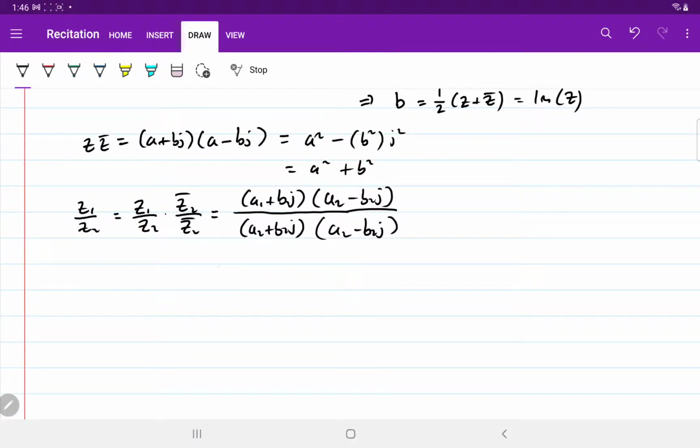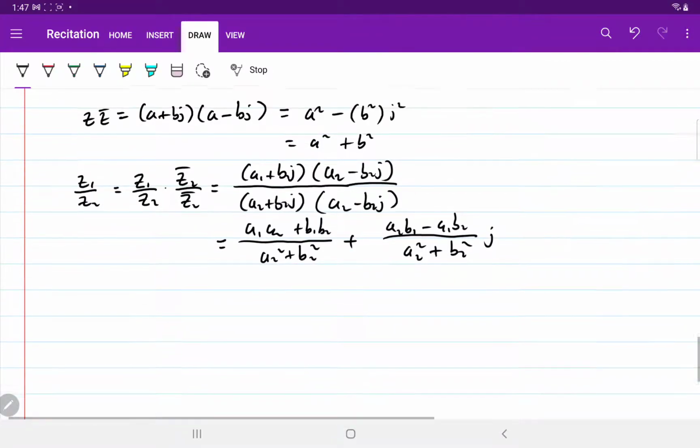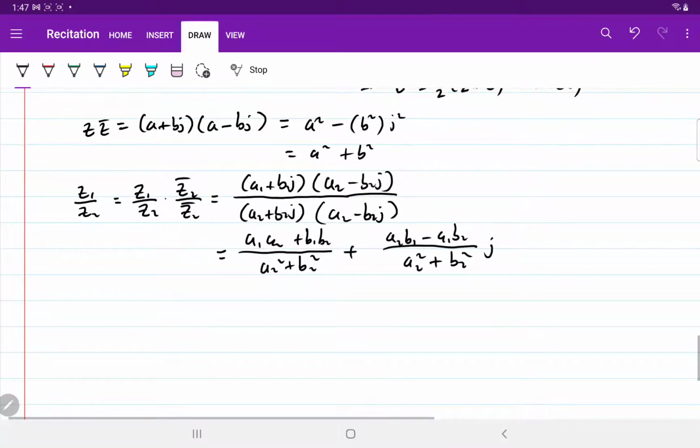So you can work this out and you will get a1 a2 plus b1 b2 over a2 squared plus b2 squared, plus a2 b1 minus a1 b2 over a2 squared plus b2 squared j. Okay, so this is the expression for the quotient.